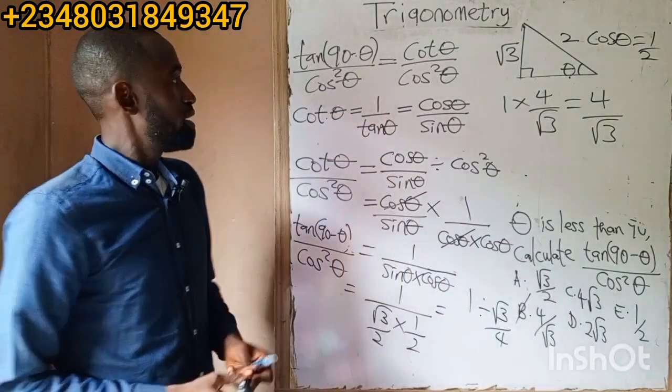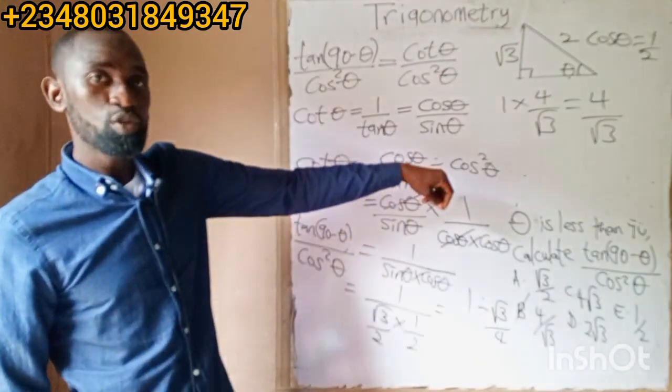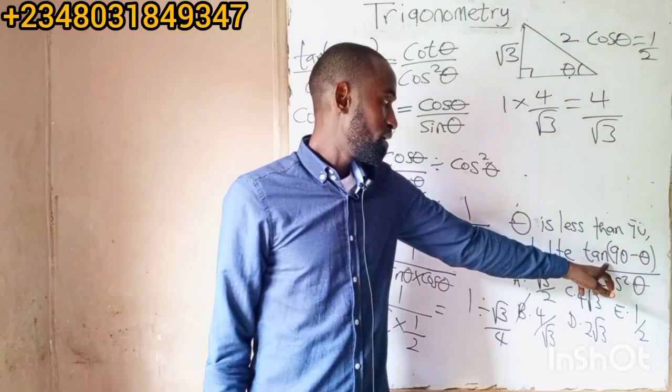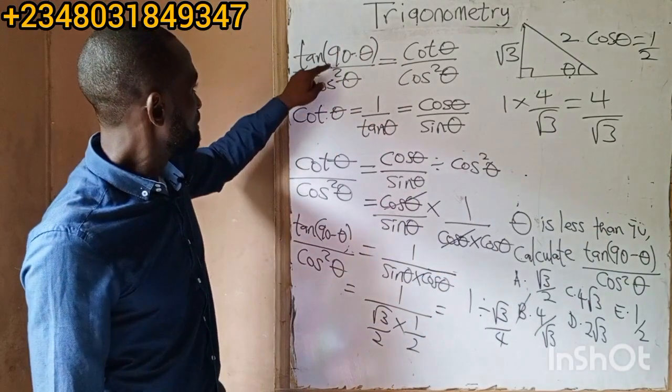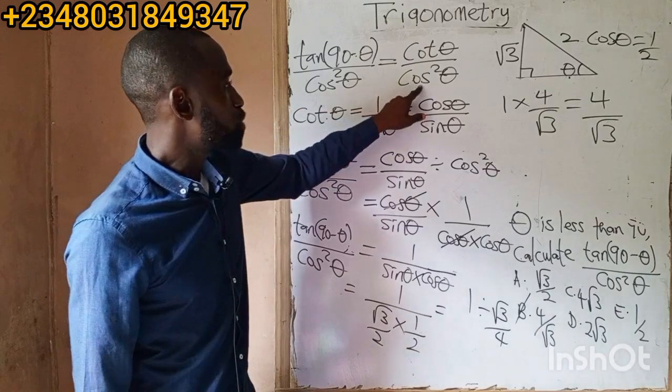Yes, option B. I was able to solve this question because I know the relationship between complementary angles. So I'll first simplify the expression. Tan 90 minus theta is what now? Cot theta, all over cos square theta.